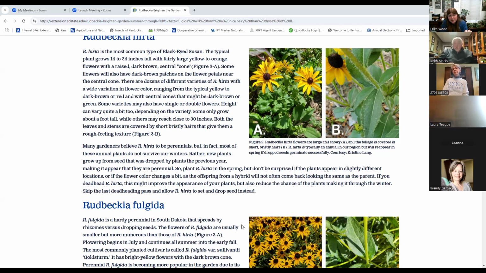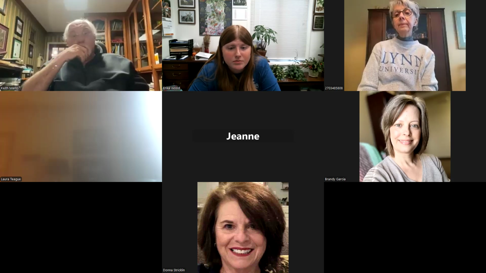Just to break it down again: Rudbeckia hirta is the annual Rudbeckia, with bigger flowers, more lance-shaped leaves, and hairier leaves, whereas Rudbeckia fulgida is the perennial, spreads through rhizomes, and has rounder leaves that are smoother and smaller flowers. Okay, so that's the difference between those two. All right, let me go back to my presentation.